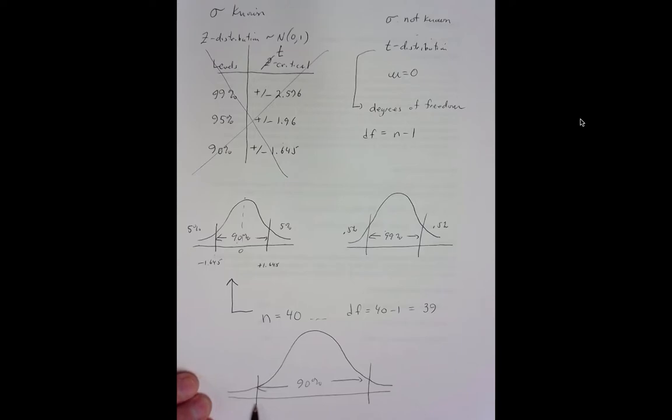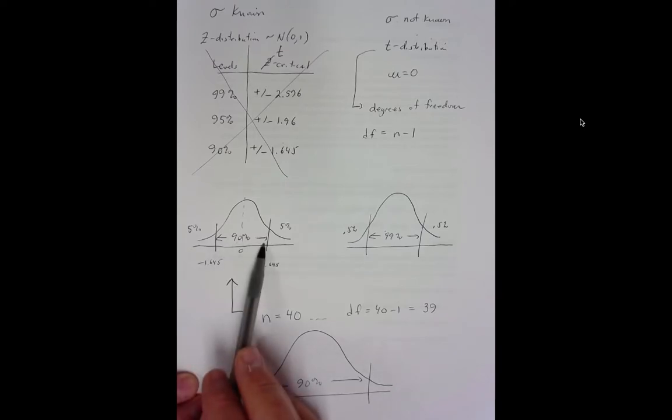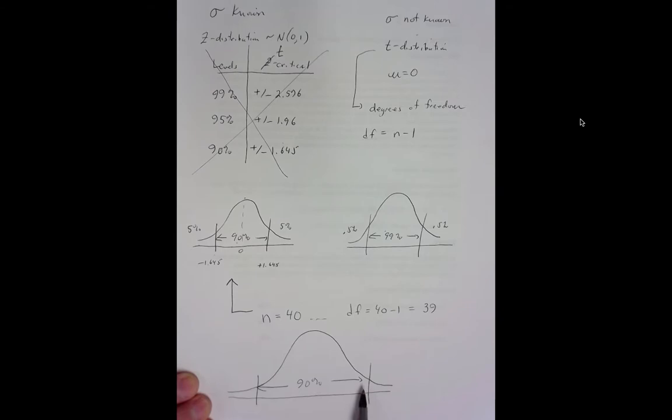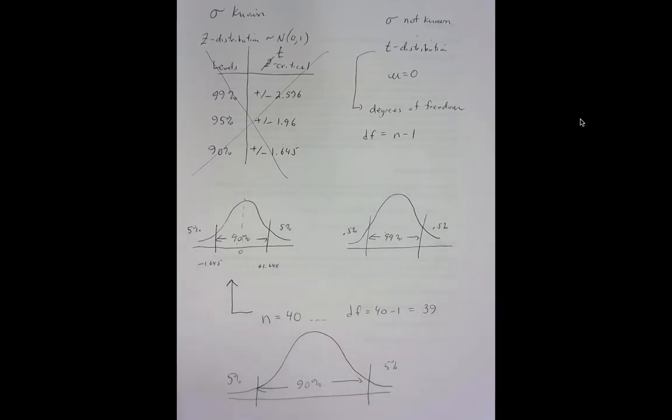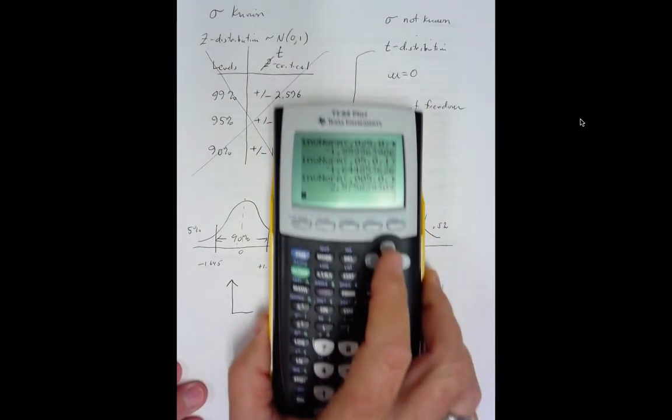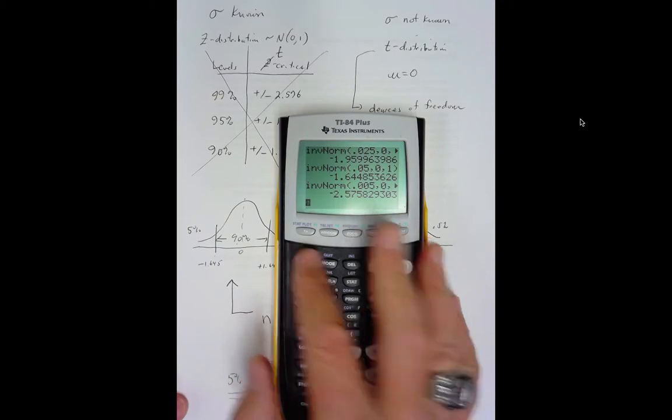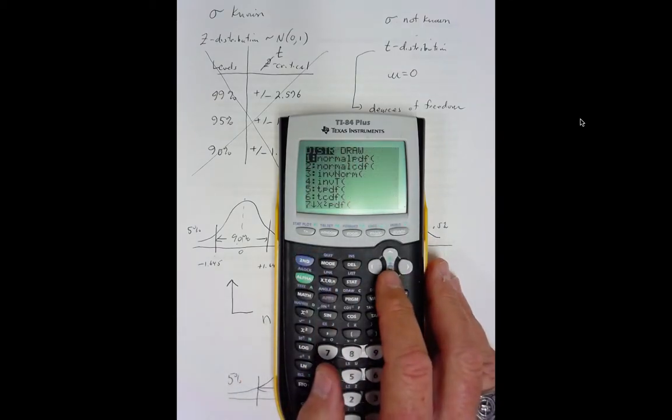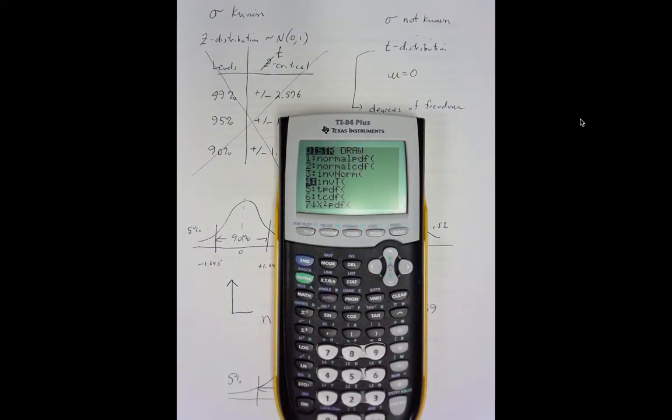Same thing, okay? Same thing before. What we got? We got 90% between here and here. How much we missing? 10%. Half goes here, half goes there. That doesn't change. But what does change is when we go to our calculator, we don't go to inverse norm unless you want to get the problem wrong. You go to inverse t.